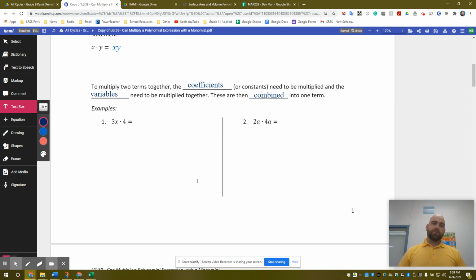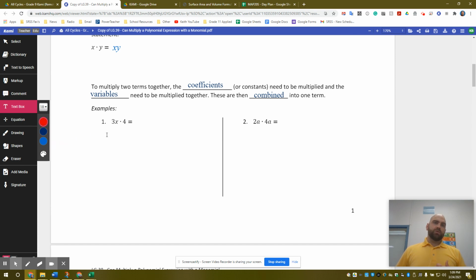Now I have a whole bunch of examples because I want to show you a bunch of these in the video. So here we have 3x times 4. A little dot, remember, means times. You'll notice this first term here has a number and a letter. The second term only has a number.